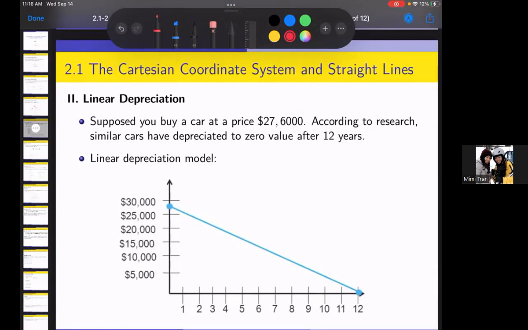The moment you drive out of the parking lot, say it takes you 4 years to complete college. How much is the car worth now? Roughly what, 17,000? And then after college, maybe you take a job, maybe more years. So say the year is now 5, 6, 7. Where am I? Roughly like 11,000. So after 7 years, your car is now worth $11,000, roughly.